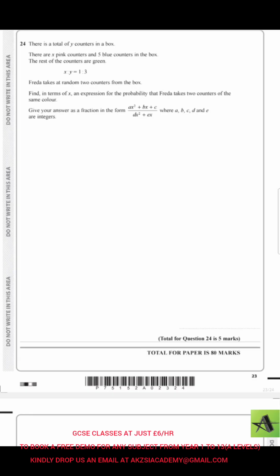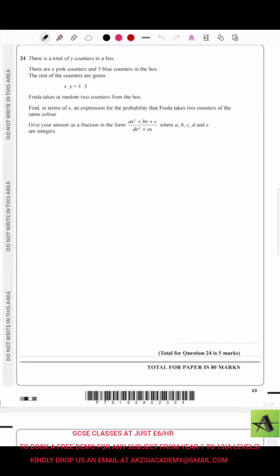Question says there is a total of y counters in a bag. There are x pink counters, 5 blue counters in the box, and the rest of the counters are green. The ratio of x to y is 1 over 3. Frida takes at random 2 counters from the box. Find in terms of x an expression for the probability that Frida takes 2 counters of the same color. Give your answer as a fraction in the form of ax squared plus bx plus c over dx squared plus ex, where a, b, c, d, e are integers.